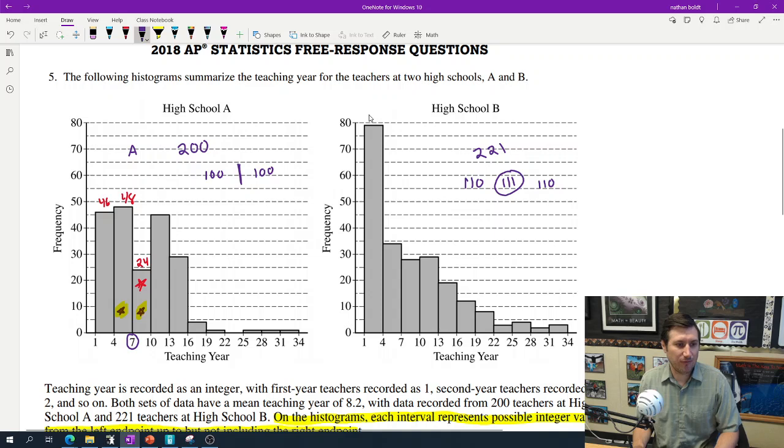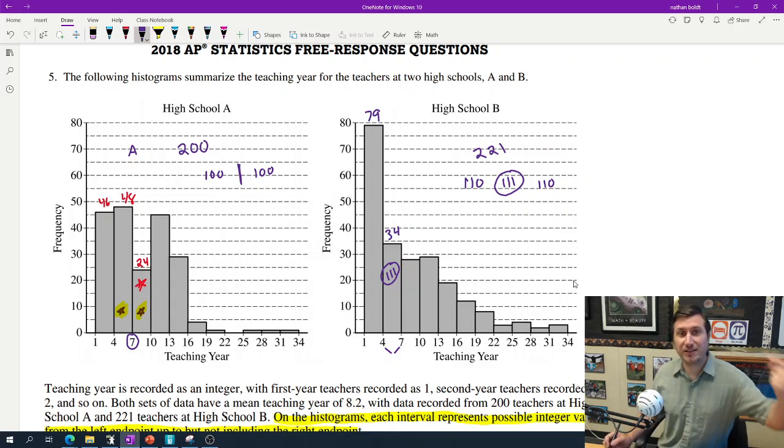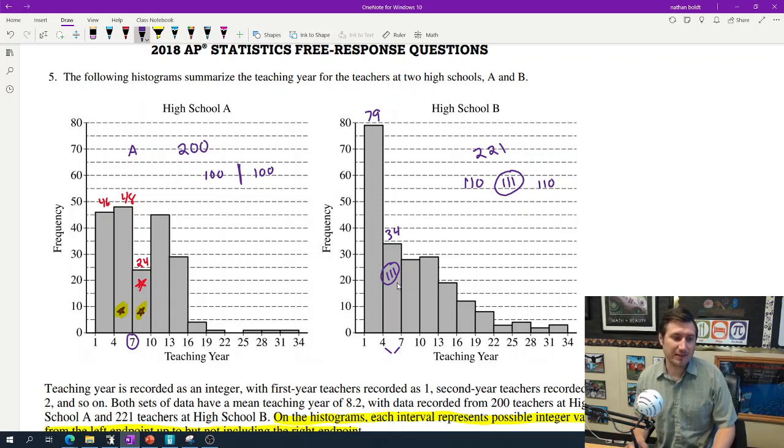So here we have roughly 79 or 80 data points. Here we have about 34, which gets us pretty darn close to 110, doesn't it? It gets us past 110. So we know, because we're past 110 already, the 111th data point is in here somewhere between 4 and 7, but not including the 7, right? The 7's in the next one, so it has to be 6.